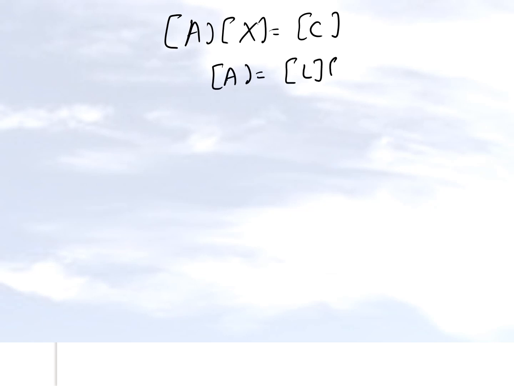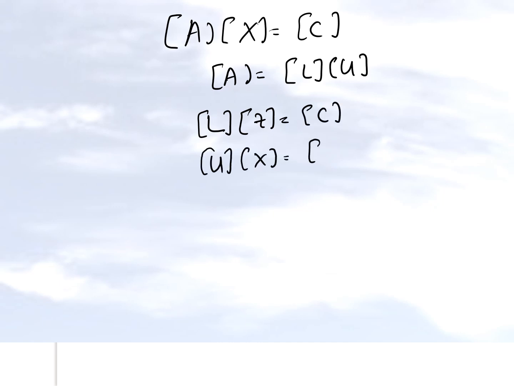So in summary, we are trying to solve AX equal to C. We already know what the LU decomposition of A is, and we end up with two sets of equations. We say LZ is equal to C, and then we say UX is equal to Z. So this becomes the first set of equations, this becomes the second set of equations.